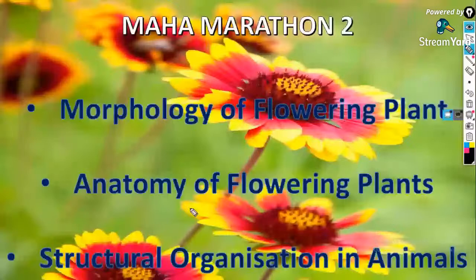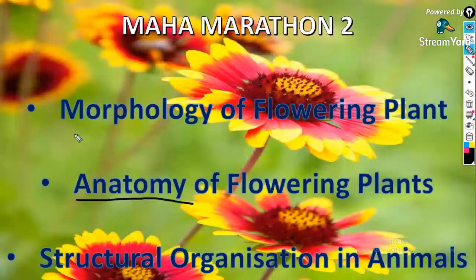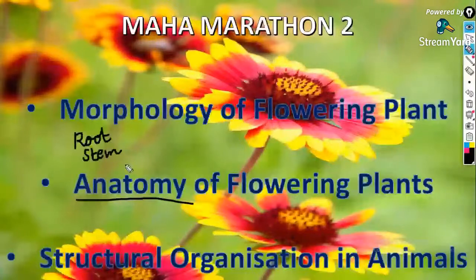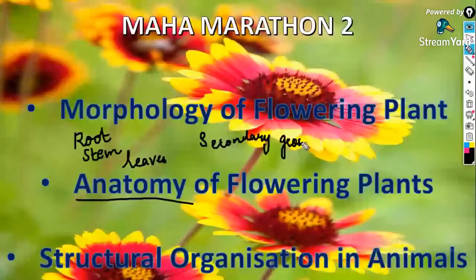Next chapter is anatomy. From anatomy, you can expect questions from the anatomical structure of root, stem, leaf. These 3 portions you can expect certain questions. The most expected question is secondary growth in plants. So these are the areas from where you have to expect the questions.